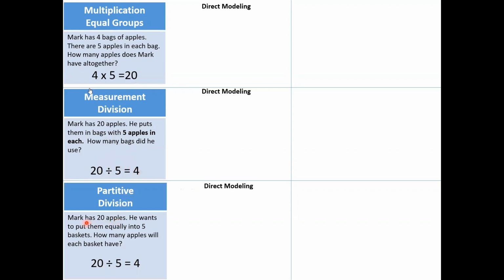In partitive division, right? Mark has 20 apples. He wants to put them equally into 5 baskets. How many apples will each basket have? Again, for us, it doesn't matter if we're solving for how many groups or how many in each group. Because we're multiplicative thinkers. We understand the relationship between all these numbers. We understand how to manage these groups. So it doesn't matter to us, okay?